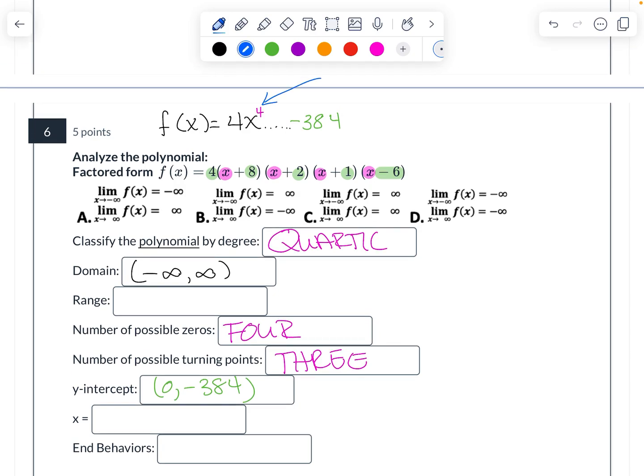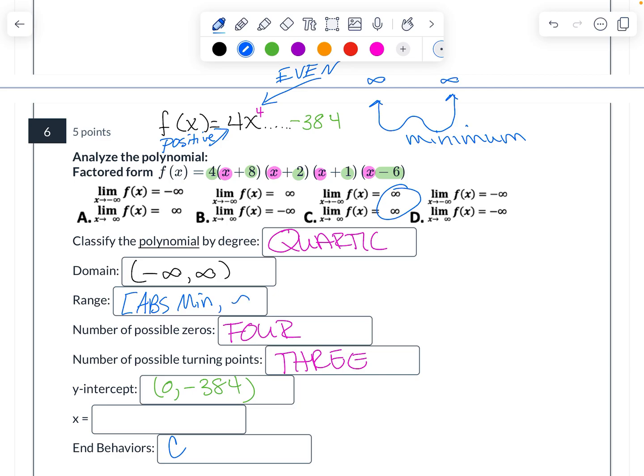Because this is an even number, and because this is a positive number, it is most likely going to take on this shape, which means it is headed towards infinity on both sides, which means it's going to be C, which also means it's going to have a minimum. So the range is going to be an absolute minimum to infinity. And let's talk about the x-intercepts.